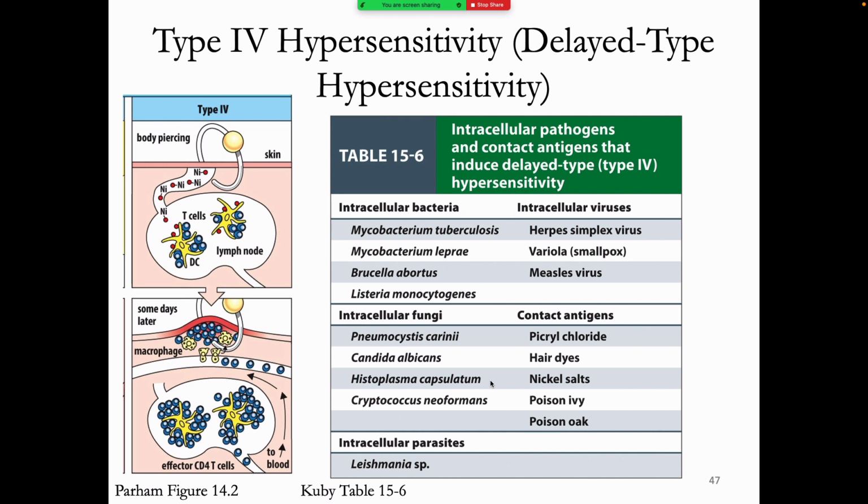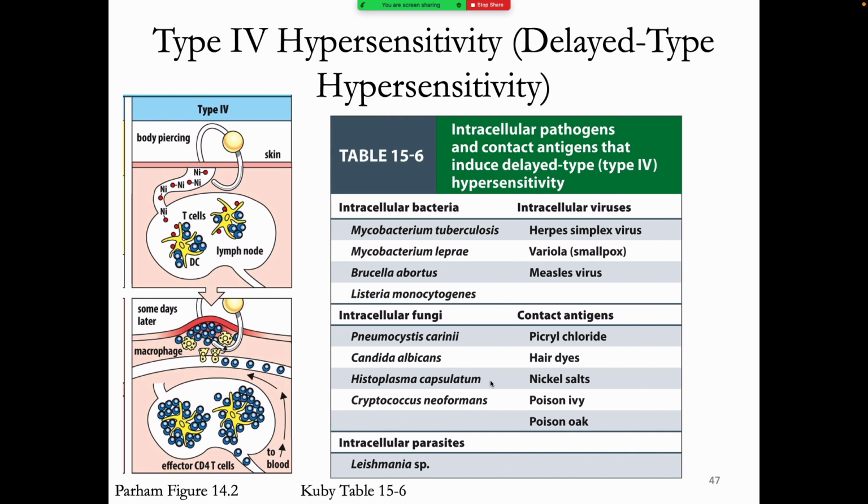A delayed type hypersensitivity response can happen in response to a number of different antigens. Some of the key antigens here can be poison ivy and poison oak. So this is a poison ivy, poison oak response, as well as another kind of famous one, which is nickel. If you have ever had an allergic reaction from wearing cheap jewelry, that was a nickel allergy.